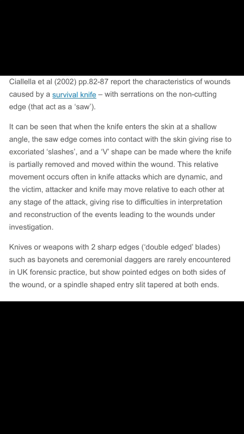So if you had a victim that is more passive, like they're out cold, those wounds are going to look different than somebody that's actively trying to defend themselves.